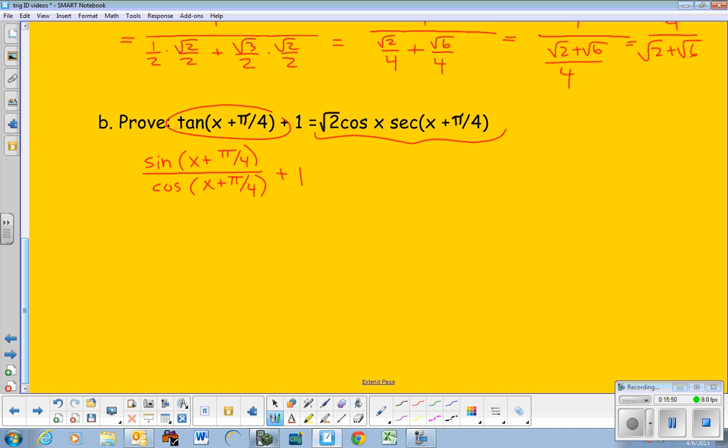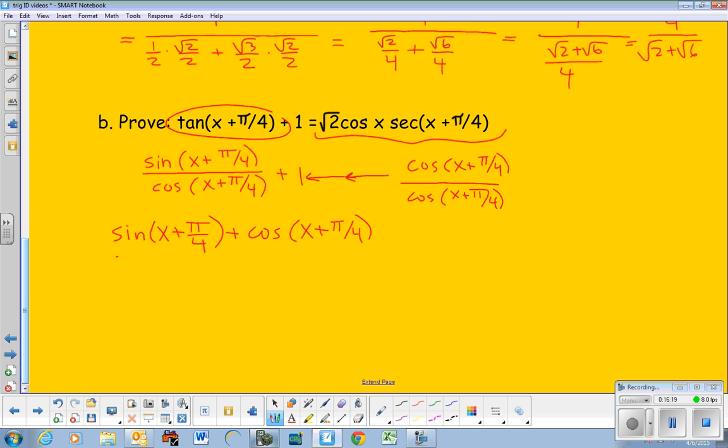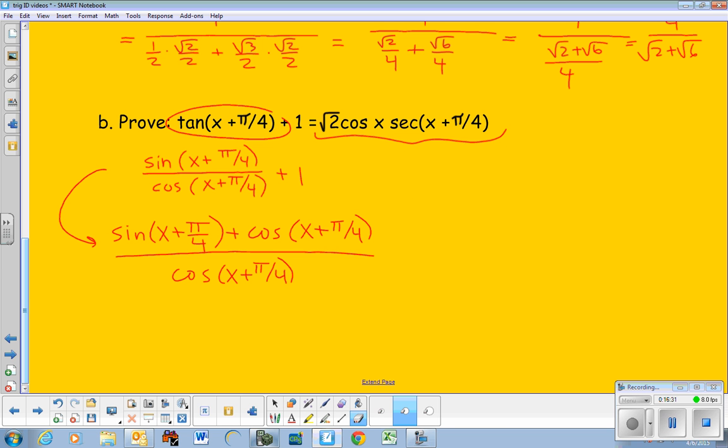Another thing I notice is there's no pluses or minuses over here. I have one term. Over here on the left, I have two terms. So what I need to do is add those two terms together. So I'm going to consider this one to be cosine of x plus pi over 4 over itself. So then I can add together the two terms. Okay, you could go from here to here. I just wanted to show you what I was doing with that one, just to make sure you got it.